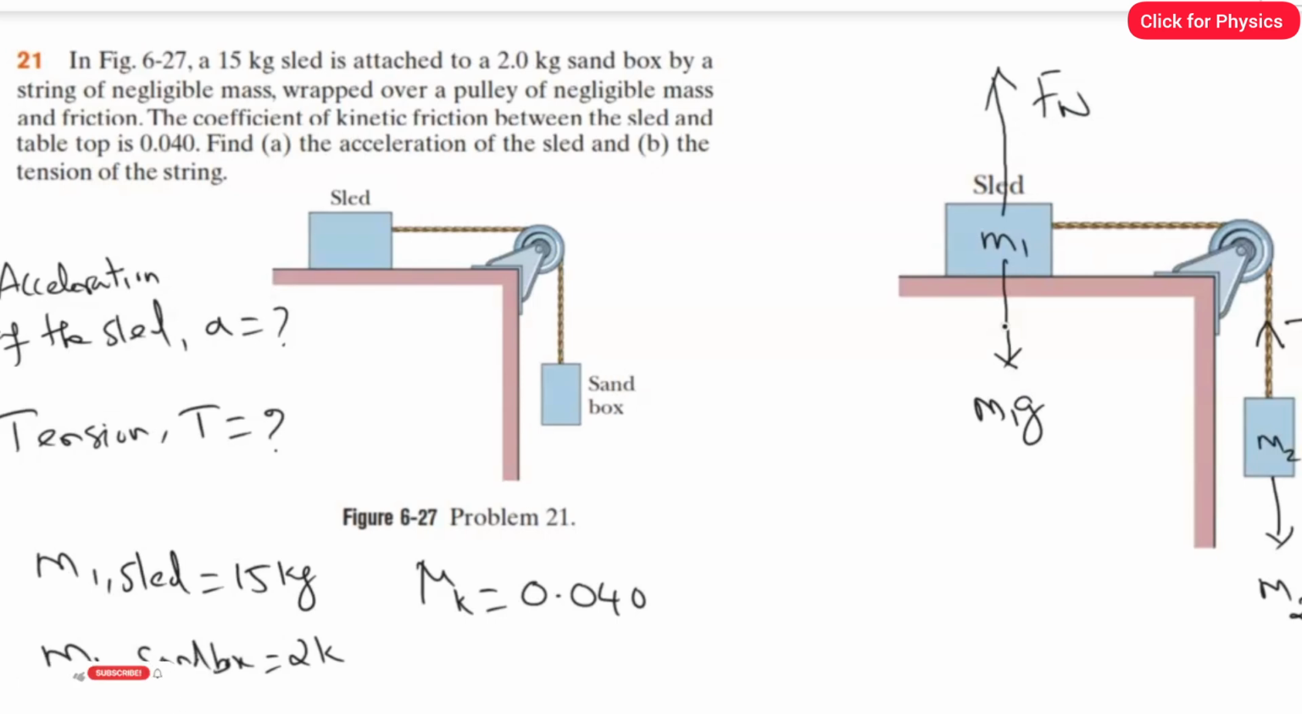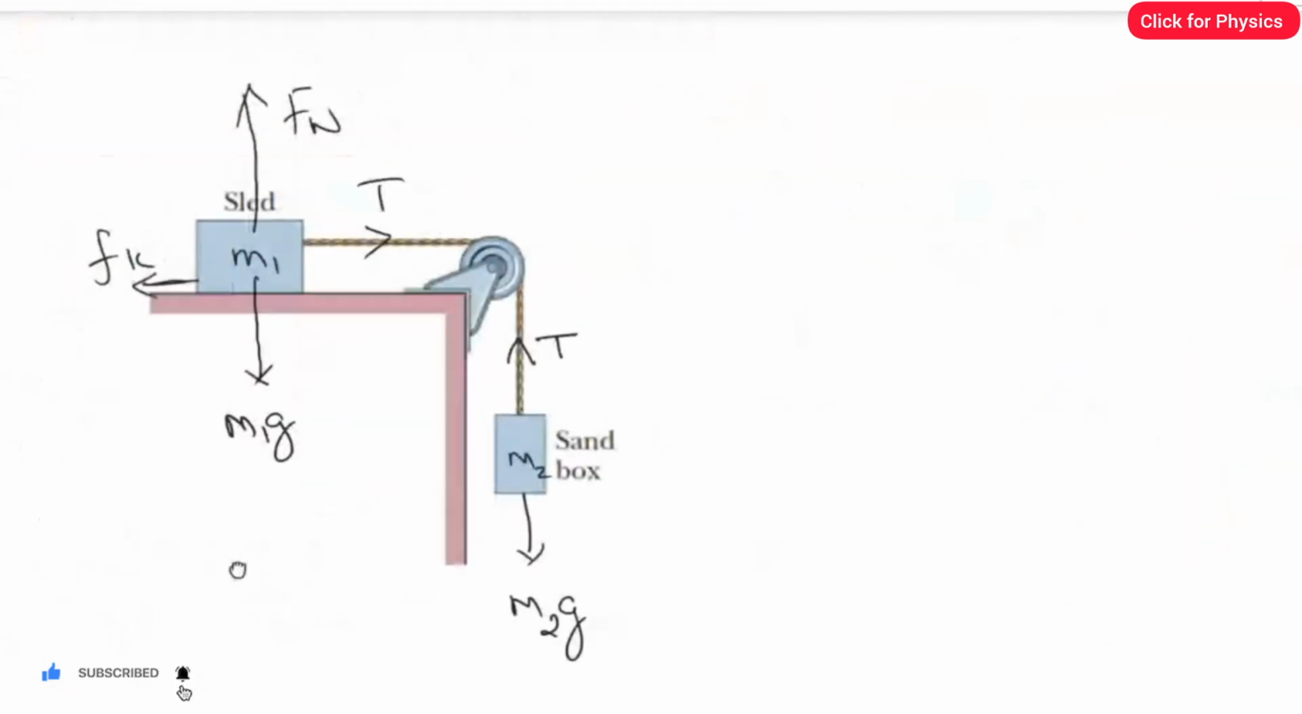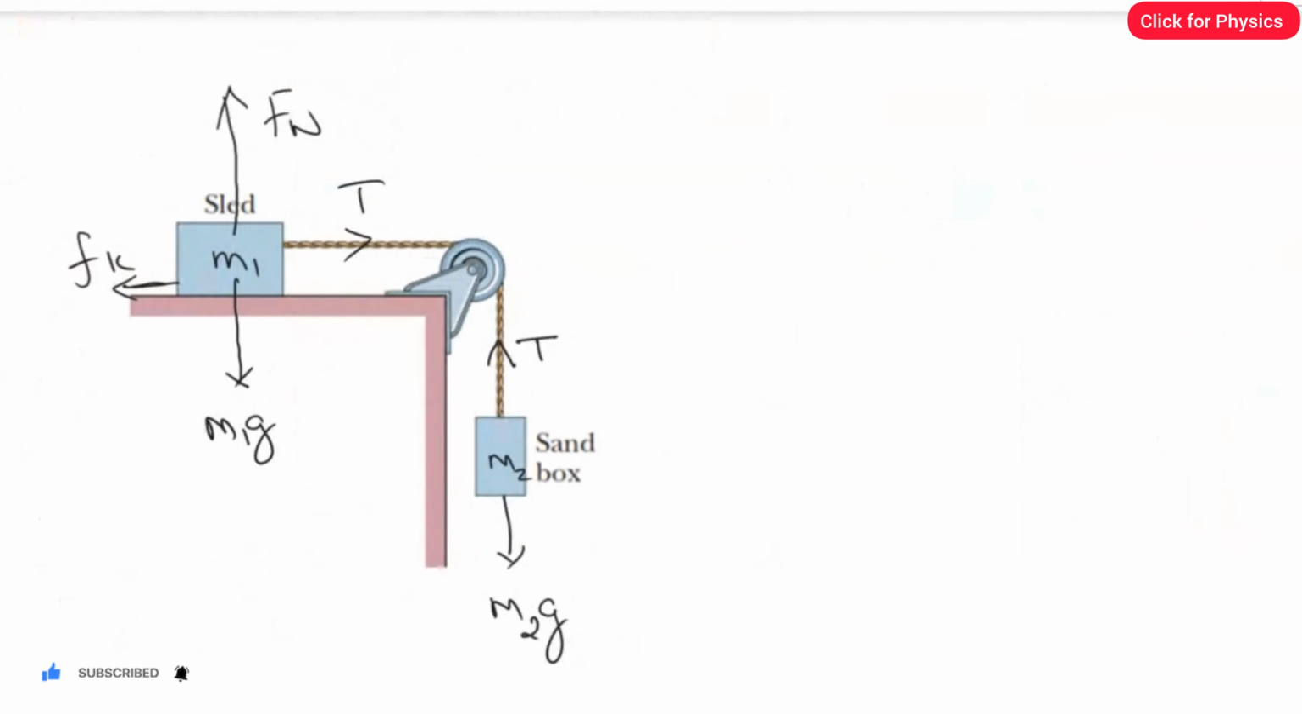And also we have to consider the horizontal force. Here, you have a string in this direction, so tension will be created in this direction, but at the same time you have the kinetic friction, which is Fk. So by using this free body diagram, we have to frame the equation. First I'm going to frame the equation for the horizontal force. So what is our horizontal force? We have tension in this direction, and the Fk will be in this direction.